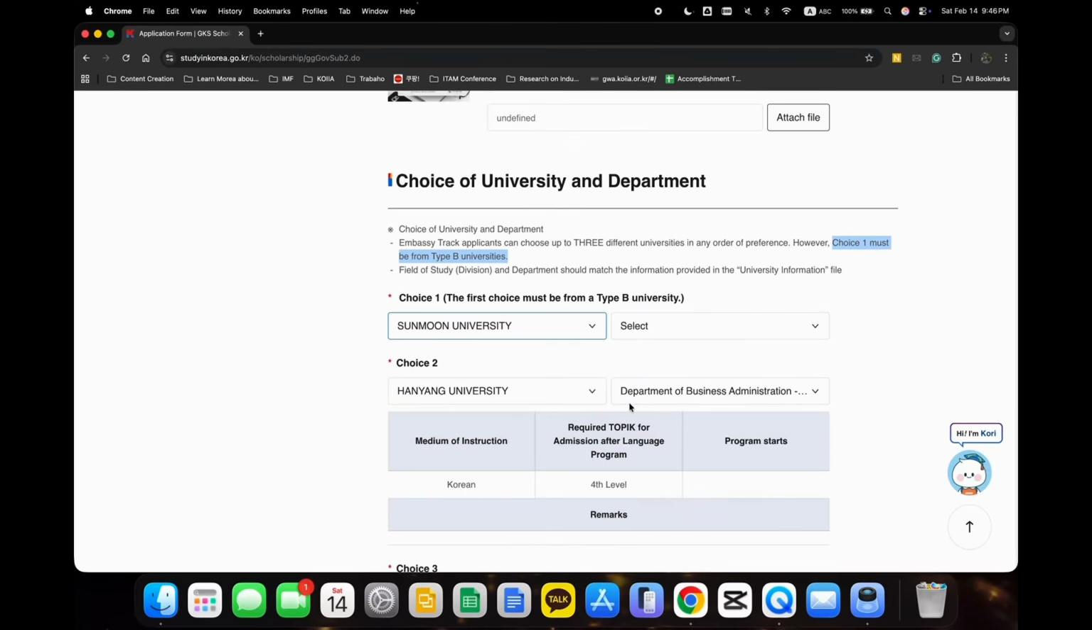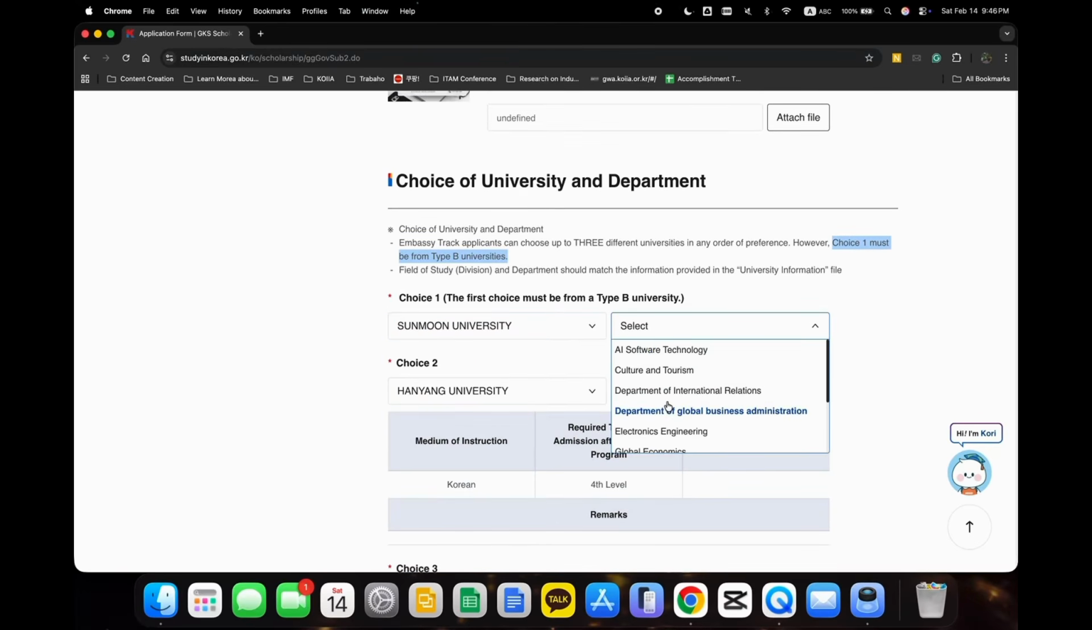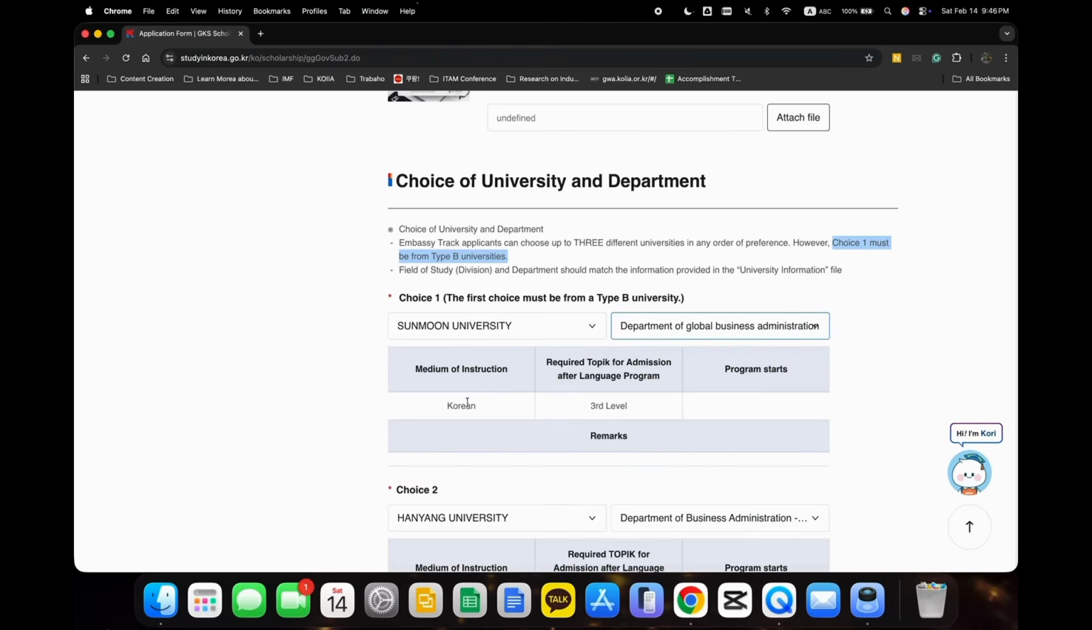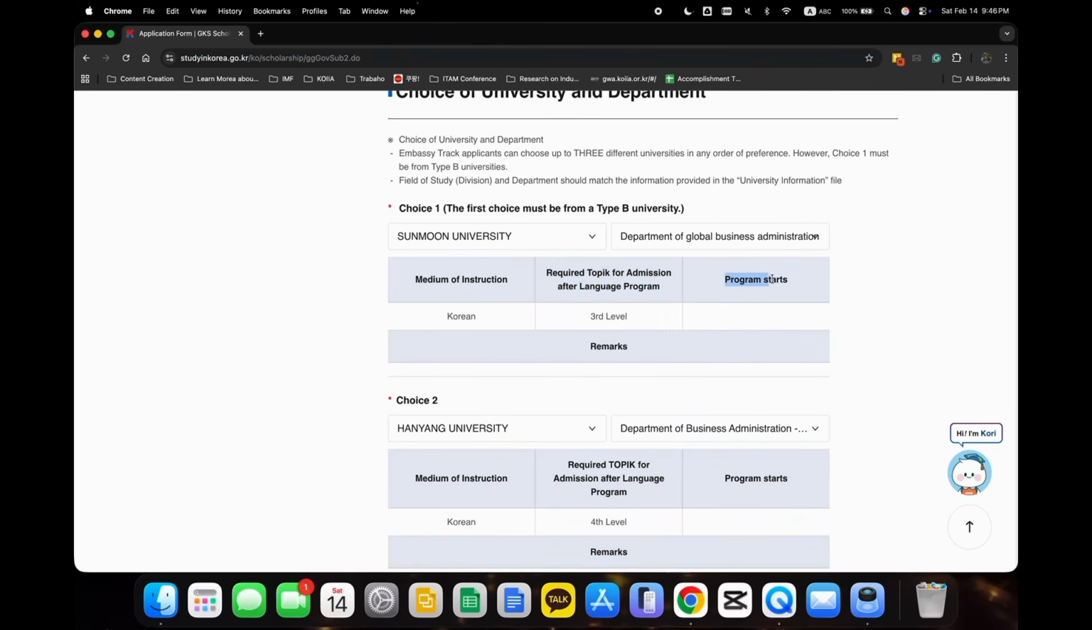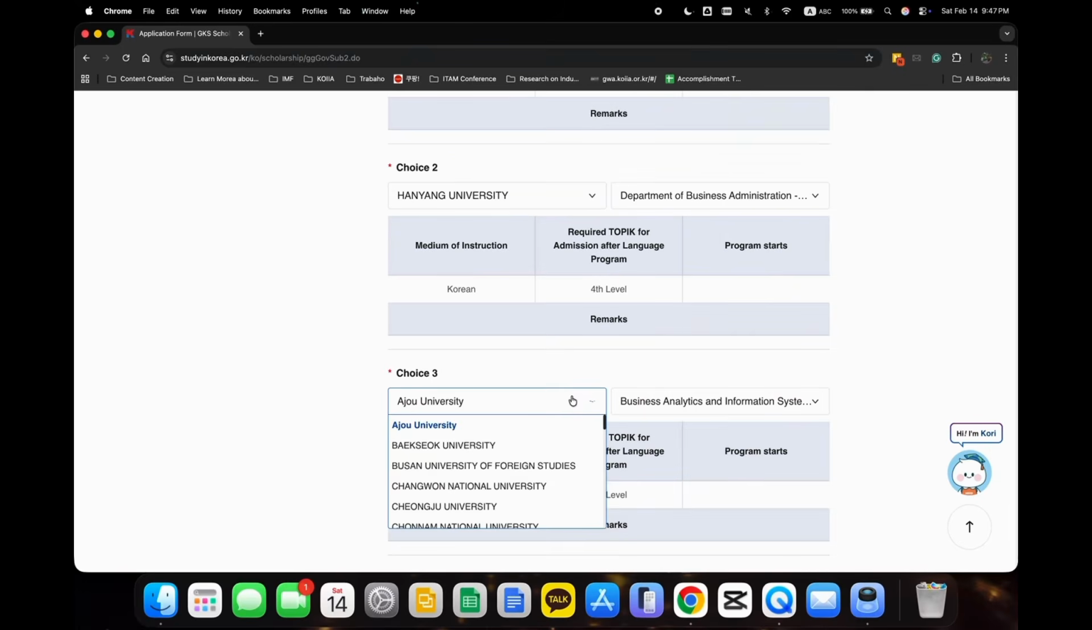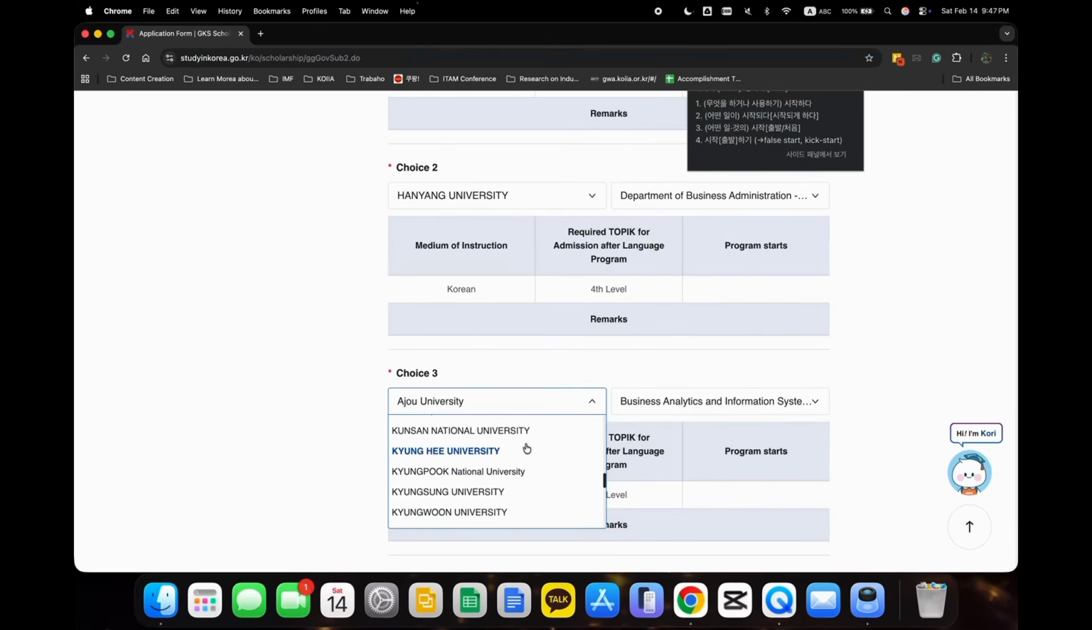So you'll be able to find top type B universities here. I just tried selecting Sunwon University since I've been there for my Korean language training program. And now my second choice is Hanning University. I just want to give emphasis on this: medium of instruction, required TOPIK for admission. Again, that information is important for you to take note.